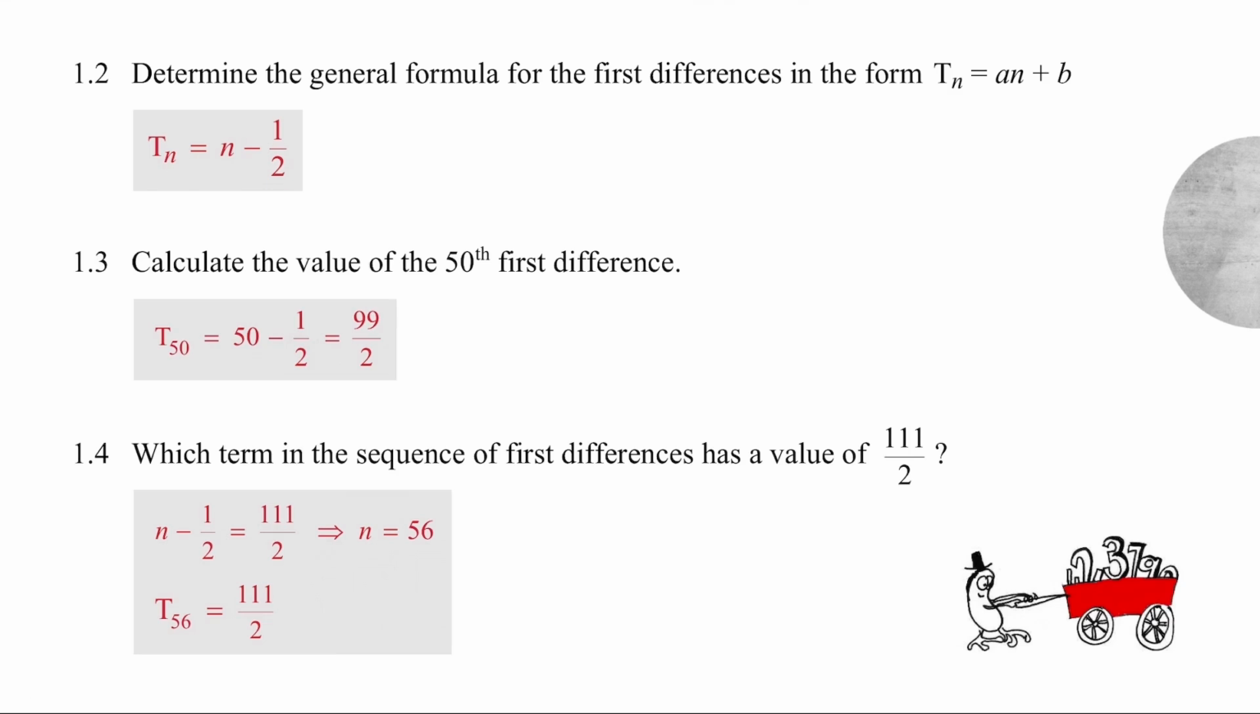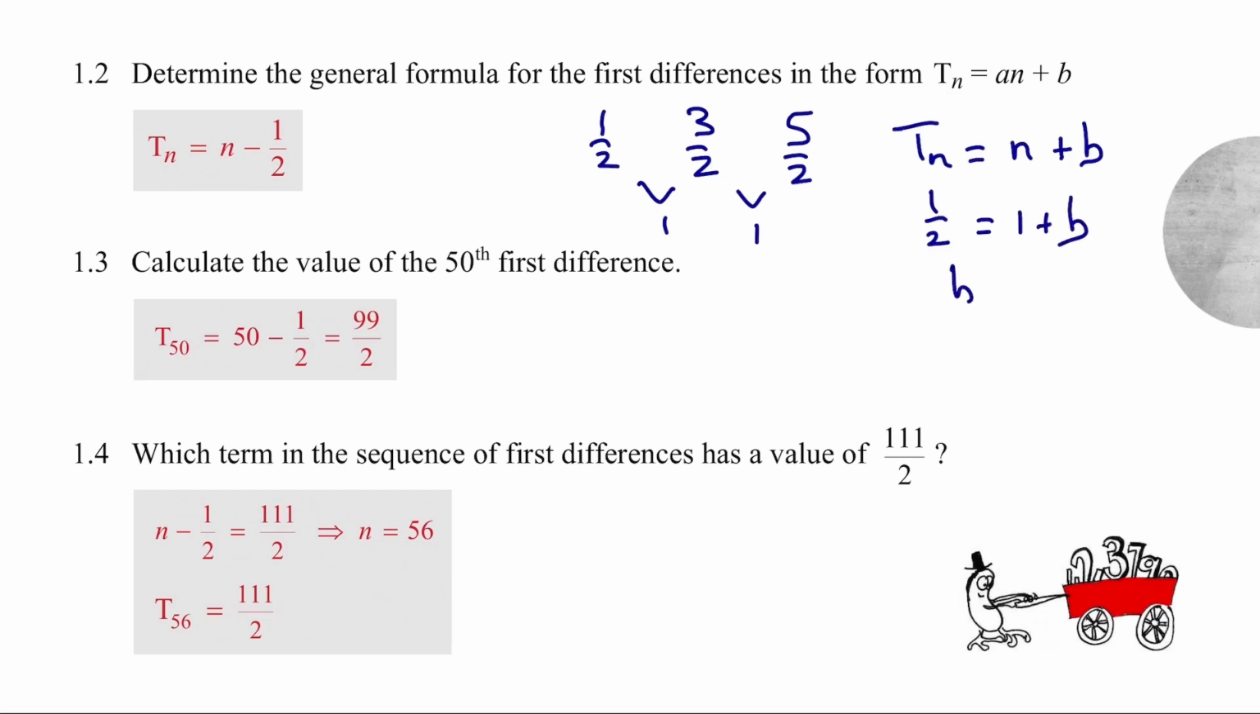In question 1.2, we need to find a formula for the row of first differences. So we're going to write out the first differences and then simply create a formula. We can see that the gaps between those first differences consistently produce a value of 1. So our formula is Tn equals 1n plus b. The value of the first term is a half, so a half is equal to 1 plus b, and b is equal to minus a half. So we have the formula Tn equals n minus a half.